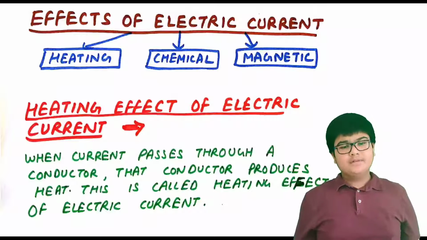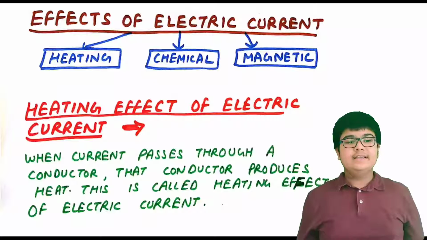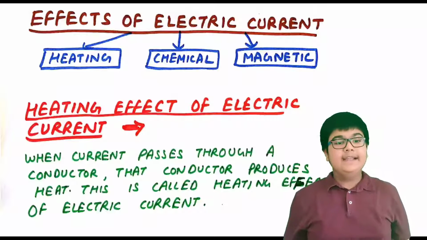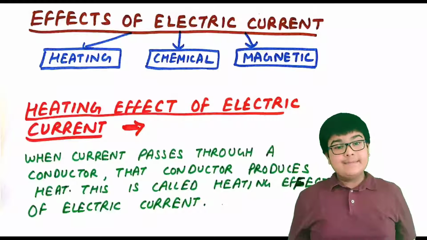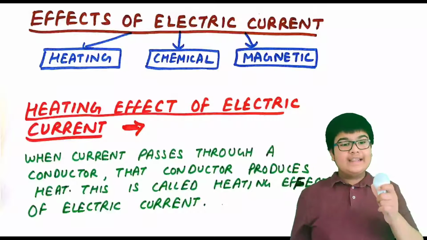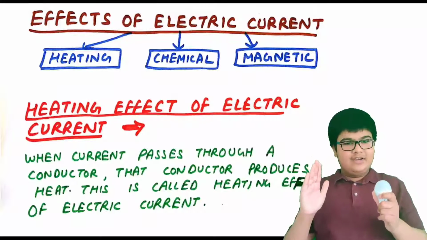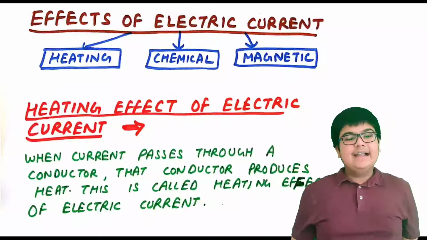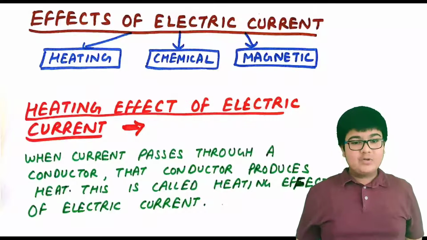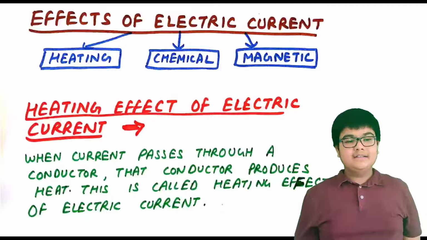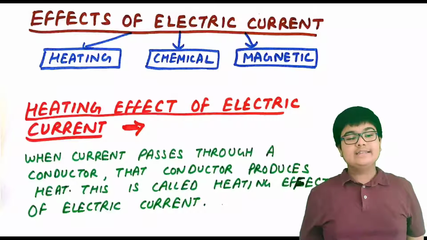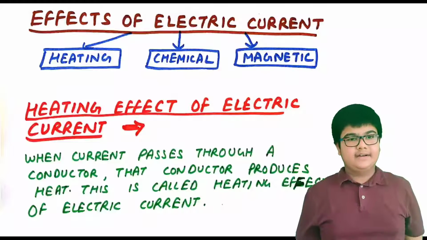Now you must have observed that when a television remains on for a long time, it gets heated up. Similarly, if we touch a glowing electric bulb, we immediately withdraw our hand as it is very hot. So this means that when current passes through a conductor, that conductor starts producing heat and becomes red hot. This is known as heating effect of electric current.